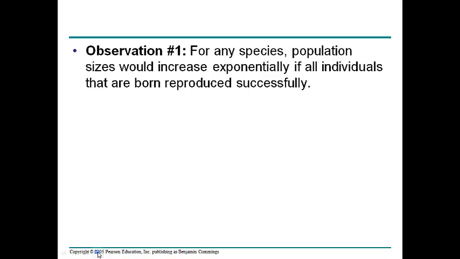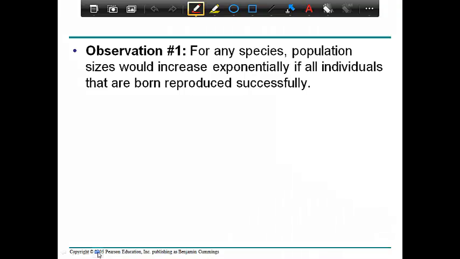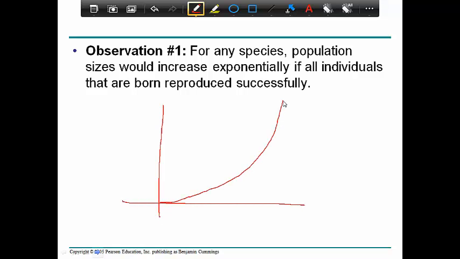Maybe you remember from when we talked about different types of population growth way back when, but an exponential growth curve looks like this. Okay, it just keeps going up and up and up. So if every single organism that was born actually survived, we would have a huge growth curve for all those organisms.